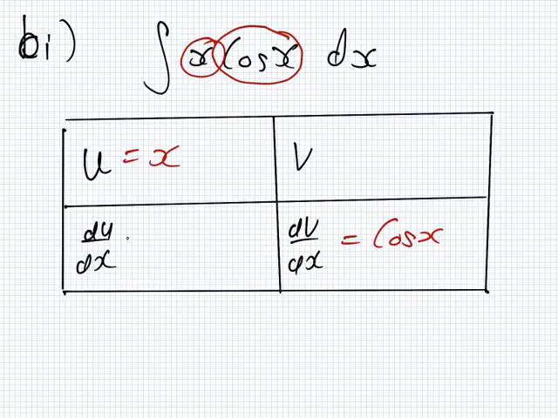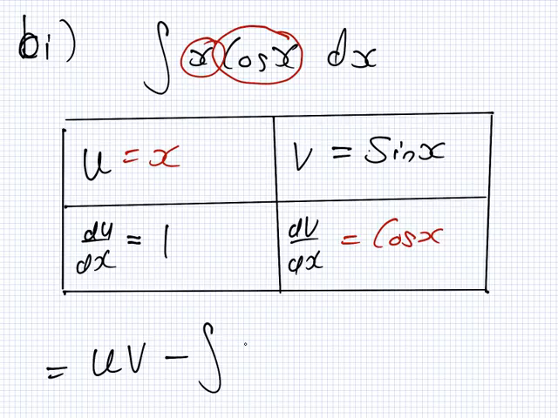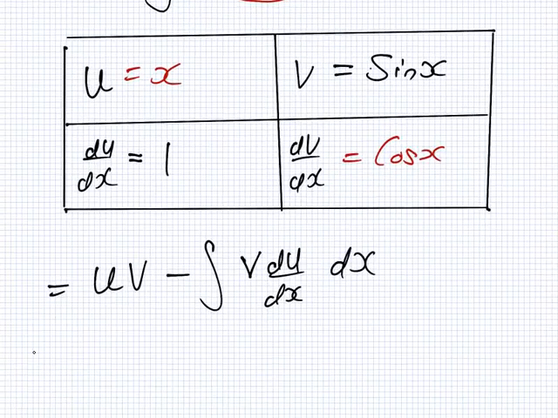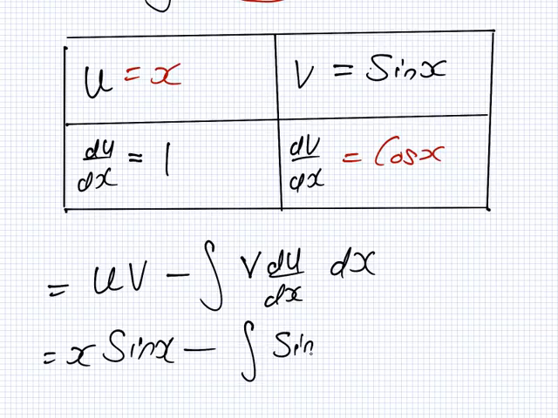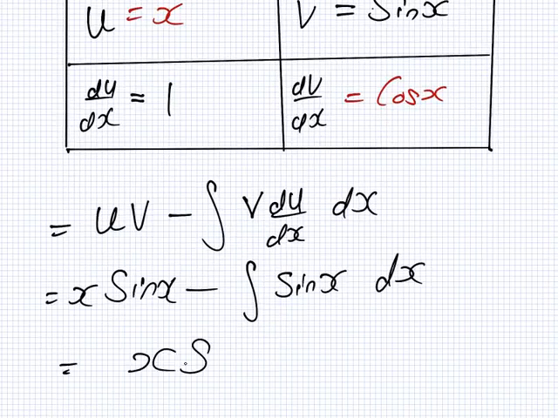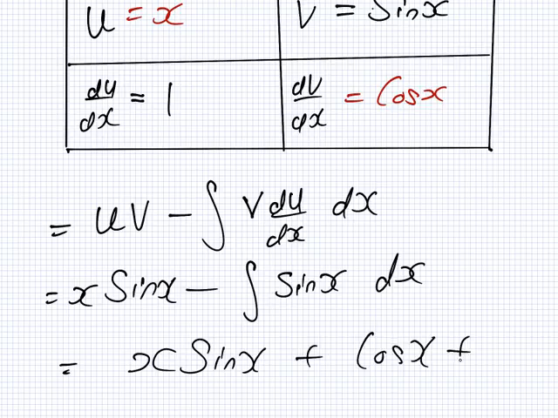Okay, so if u is x, what's du dx? 1. And if dv dx is cos x, what's v? Just sin x. And the formula, it's in the formula book, it's uv minus the integral of v du dx, dx. So that would equal uv minus the integral of v, and du dx is 1, so it's just this. So this is the answer, x sin x plus cos x, let's see.